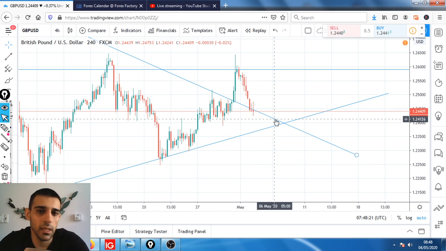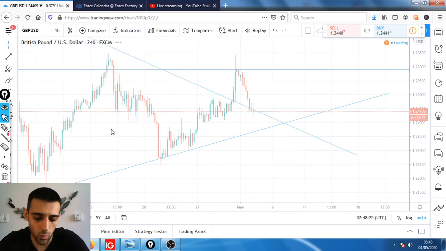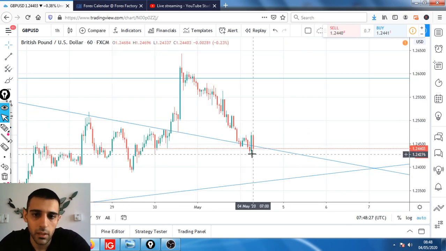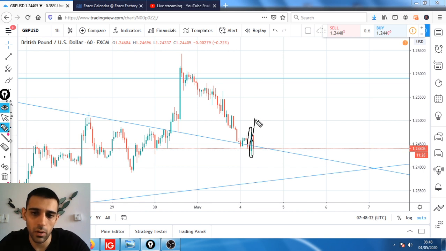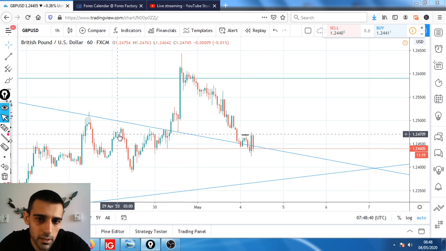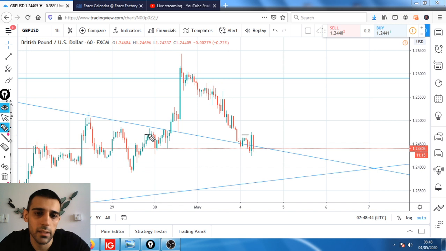So in this case, we need to drill down to the 1-hourly time frame. Yeah, so it tested that support, and we've seen this 1-hourly reaction, this 1-hourly bullish candle. The price came up, took out this 1-hourly high, and tested these highs in here, and now it has pretty much given all the gains back.